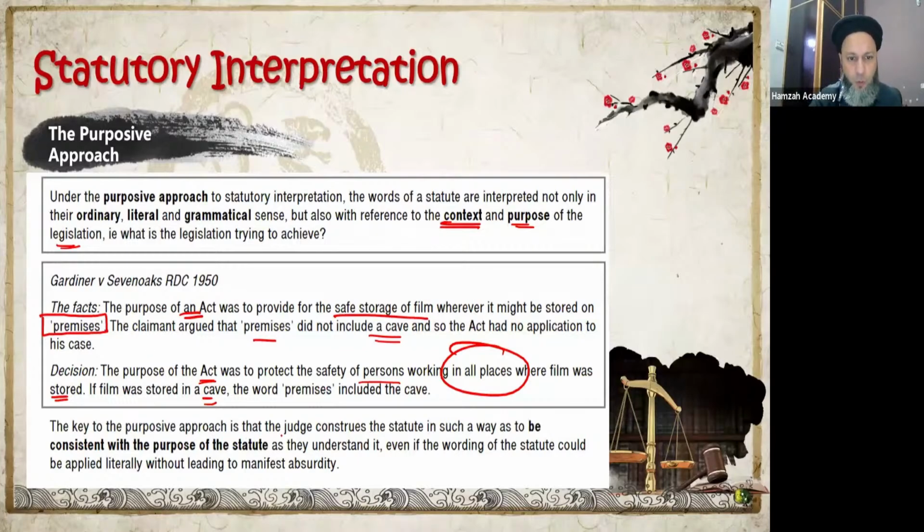The key to the purposive approach is that the judge construes the statute in such a way as to be consistent with the purpose of the statute as they understand it, even if the wording of the statute could be applied literally without leading to manifest absurdity.